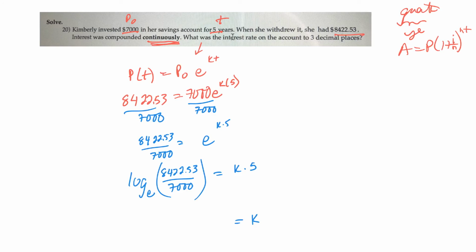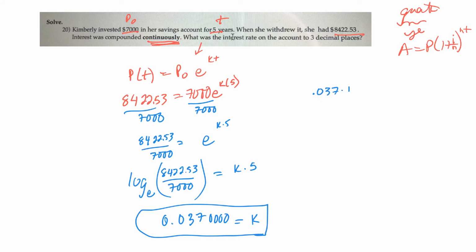Okay, when I do that, I come up with a k value of 0.037 and a bunch of zeros after it. So that will be my growth rate constant. If you change it to a percentage by multiplying by 100, 0.037 times 100, you're going to have 3.7%. That'll be your interest rate to get you the $8,400 when you start with 7,000. Hopefully that helps you with those 4 questions. Good ones.